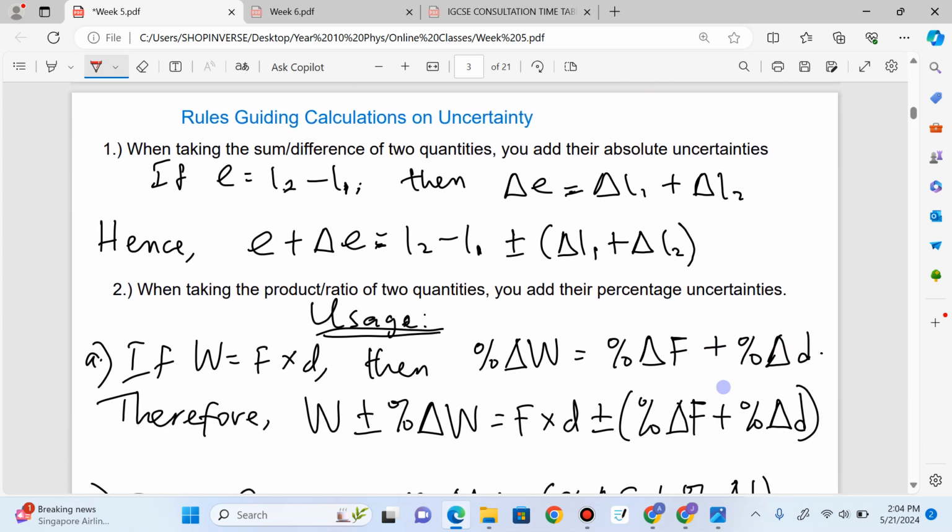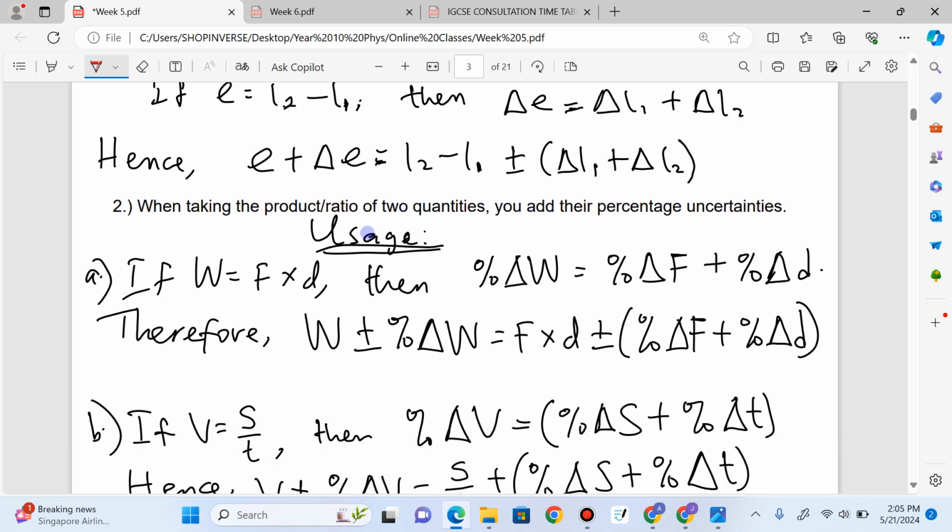What are the rules guiding uncertainty? When you are taking the sum or the difference of two quantities, you add their absolute uncertainties. What does that mean? That means if E equals L2 minus L1, for instance, the extension of a string, then if you want to get the absolute uncertainty in E, just add the absolute uncertainty in L1 to the absolute uncertainty in L2. That's all. So now we can express E as the absolute value plus or minus the absolute uncertainty. Let's get to see the examples where we make use of this.